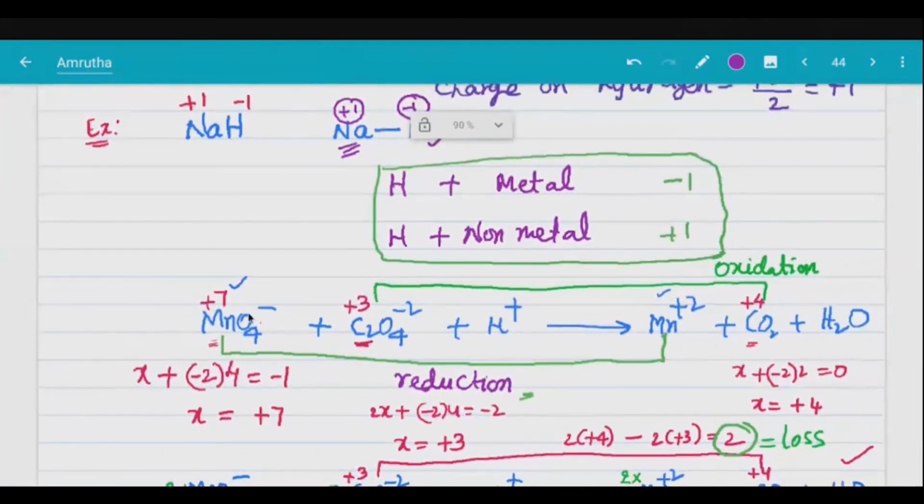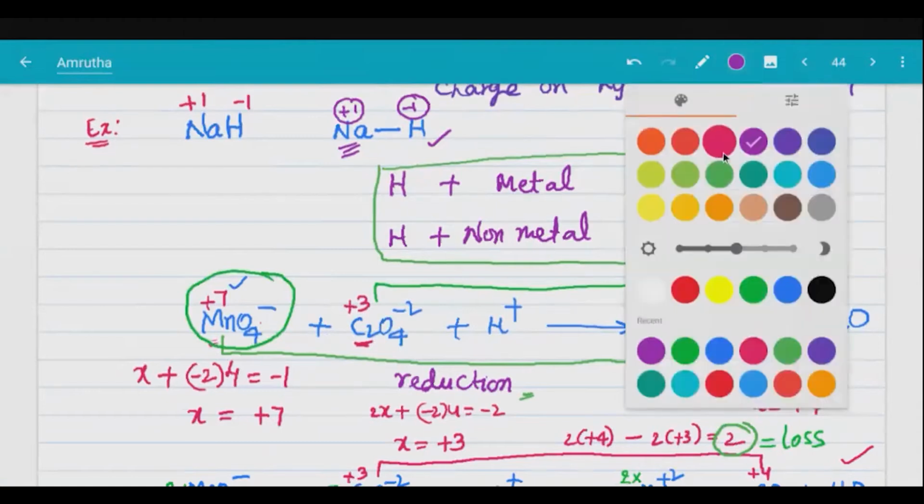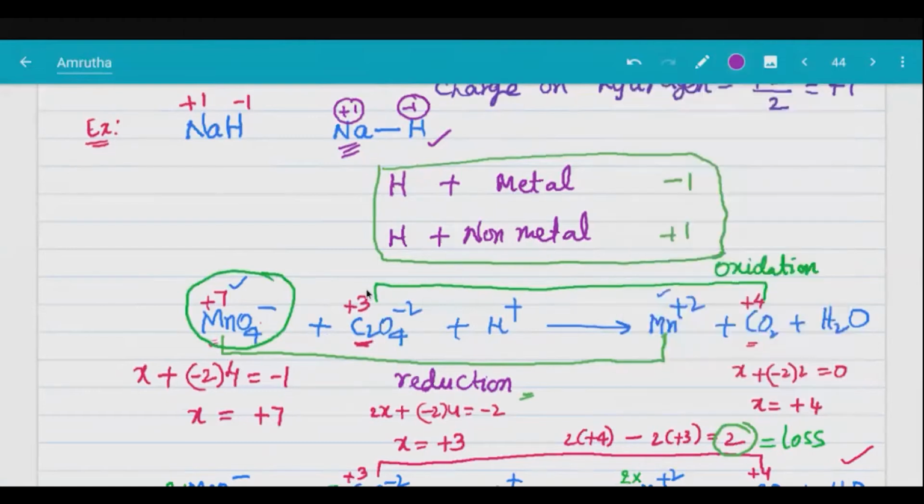Look at these two. I'm highlighting these two. Which one is oxidizing? Is it the green one or the pink one? Which one is the oxidizing agent? Green or pink? Green is the oxidizing agent. Why is that?